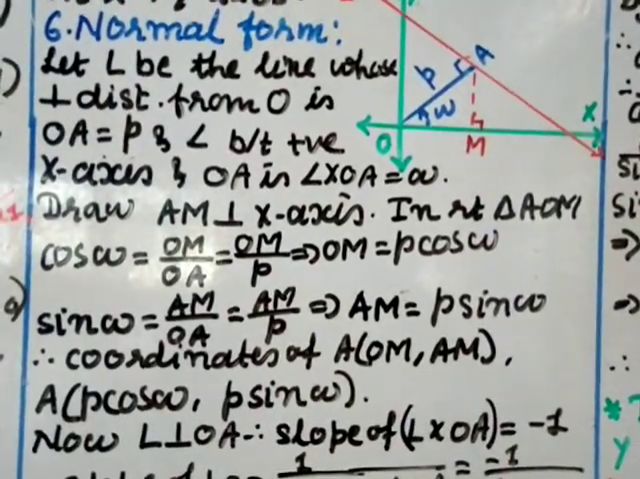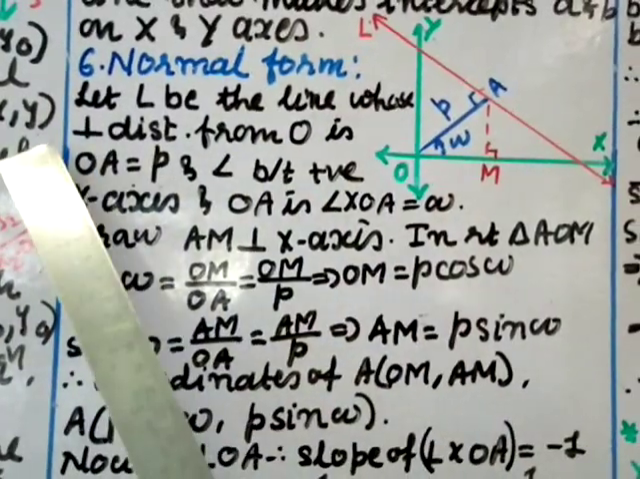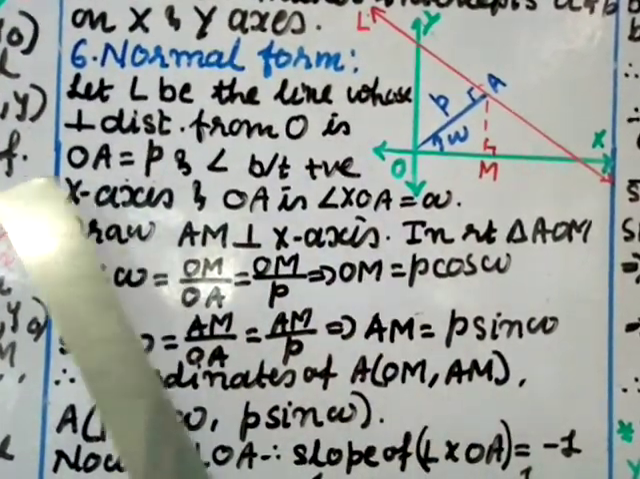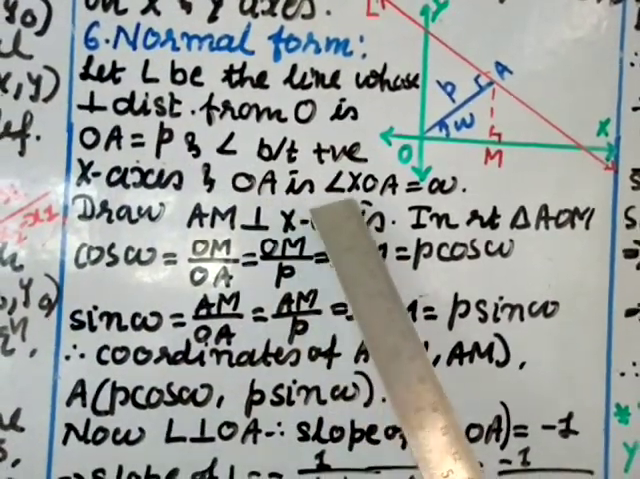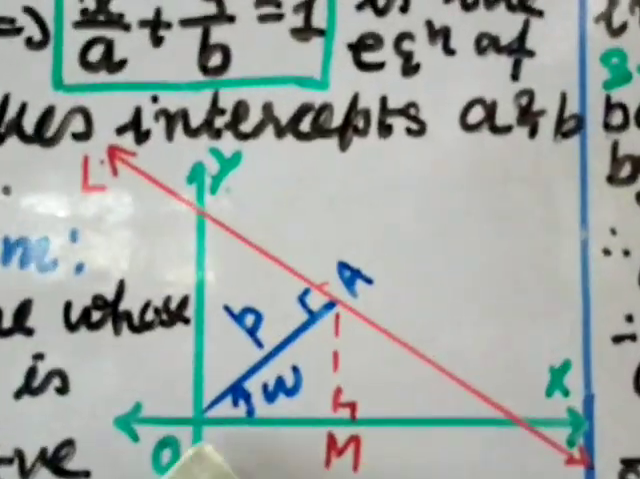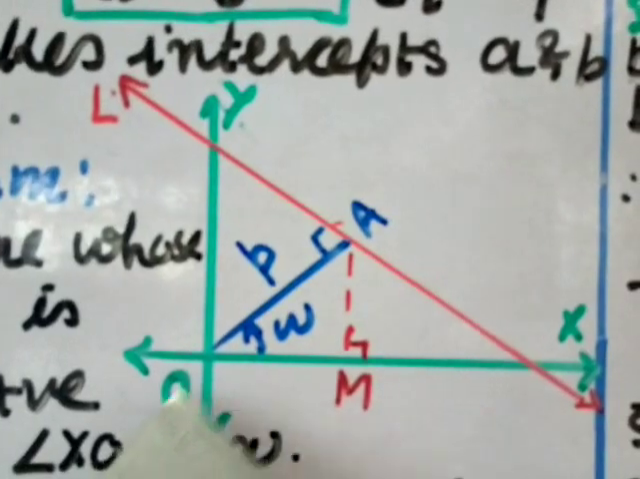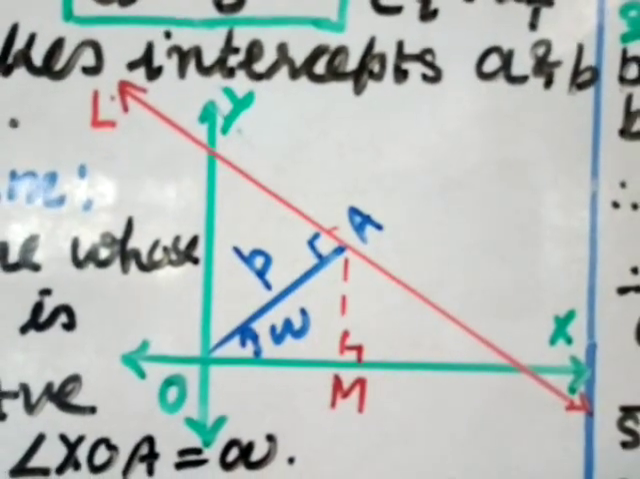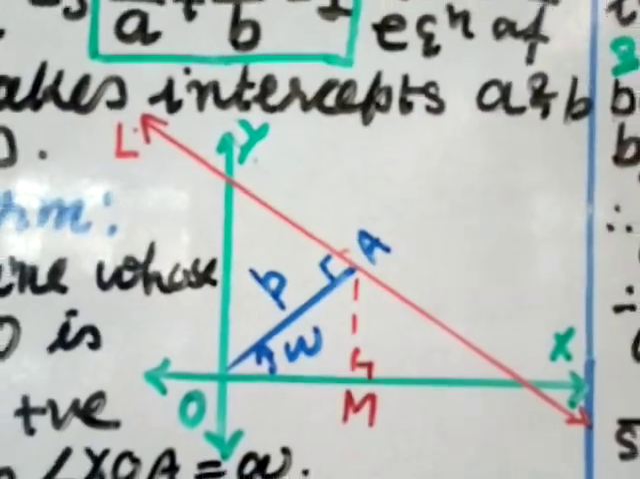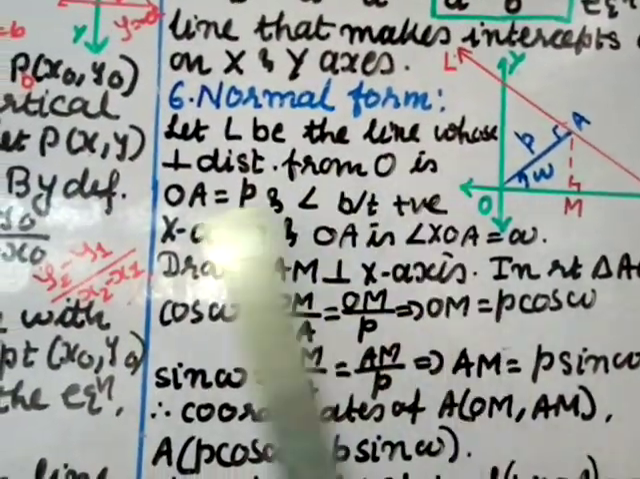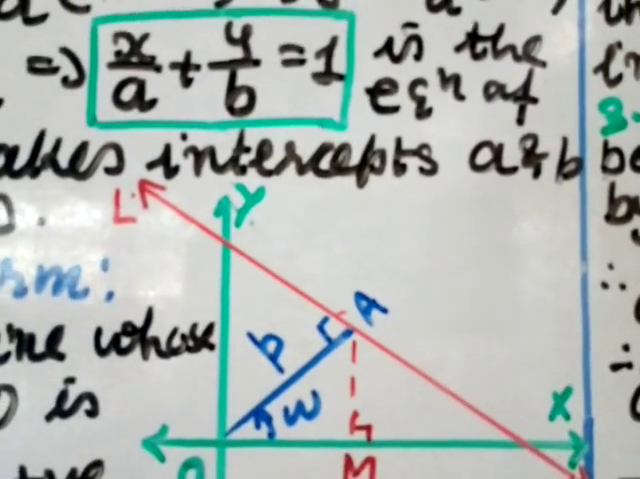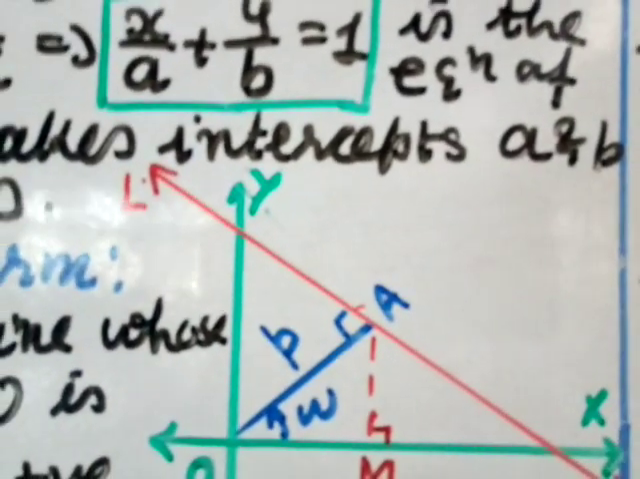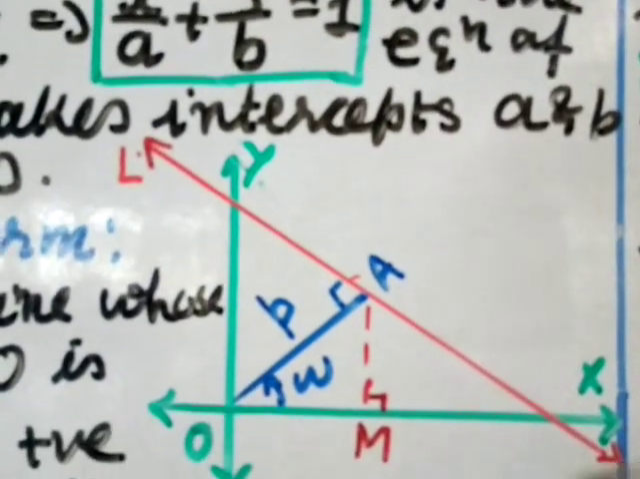Number 6, normal form. Let L be the line whose perpendicular distance from the origin O, that is OA, is equal to P, and the angle between the positive x-axis and OA, angle XOA, is equal to omega. So this is the line L, and this is my origin. From the origin you are drawing a perpendicular on the line L, and this perpendicular distance is given to you as P. This perpendicular is inclined with the positive x-axis, and the angle it makes with the positive x-axis is omega.